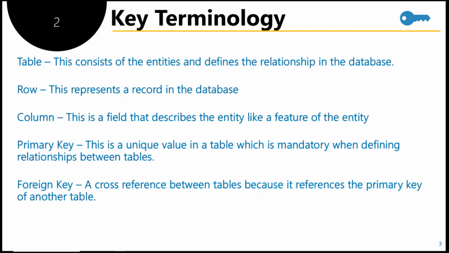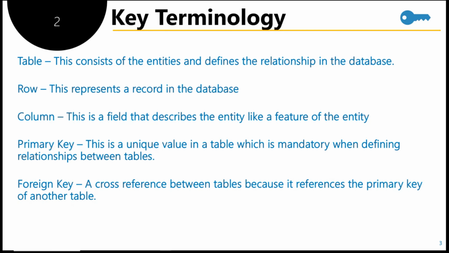And then an interesting concept which we have to keep in mind is what we refer to as the primary key and then the foreign key. The primary key is a unique value in a table, which is mandatory and defines relationships between tables. Then you also have a foreign key. A foreign key is used to reference another table.